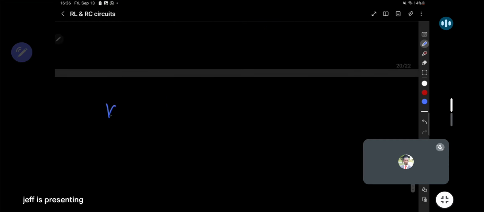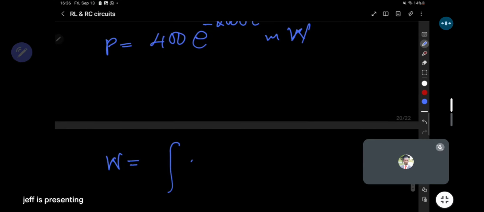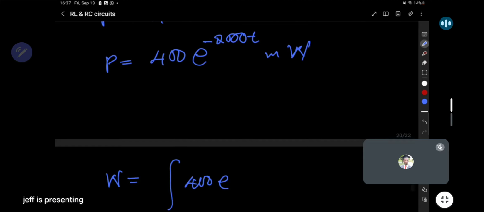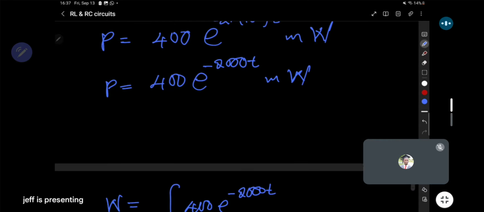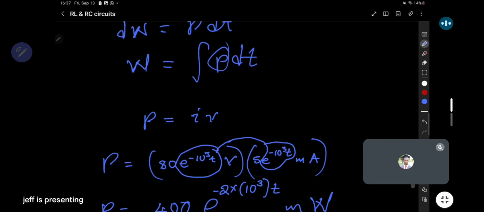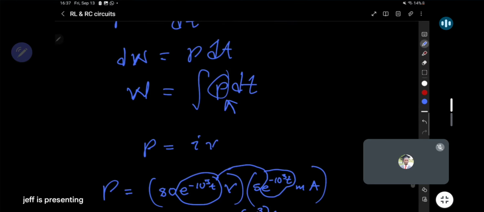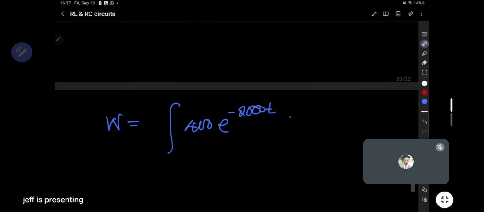And work done, which is equivalent to the energy dissipated, the power for 400. So we plug in our power here, minus 2,000 t. Just remember, this is in milliwatts. So even though we have to integrate, since this is coming with milli, when we integrate the power with respect to time, we are supposed to get work done. And the work done is coming in joules.